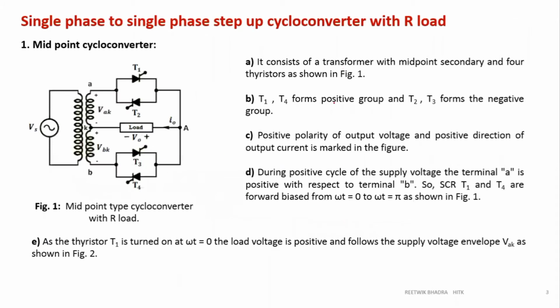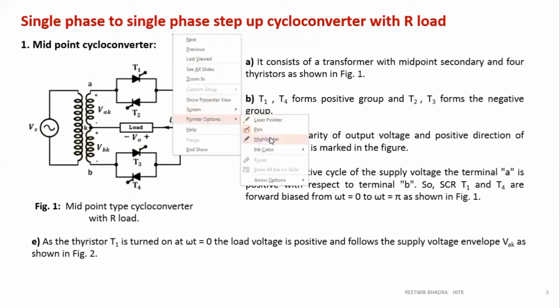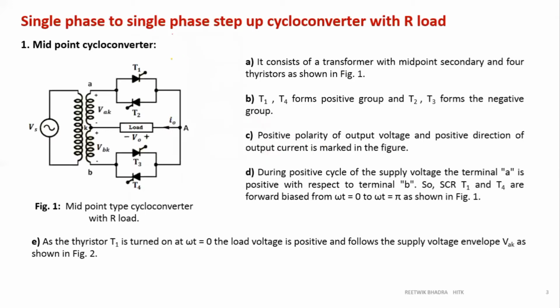Now during the negative half cycle, what is happening? So during the negative half cycle, let us take over here. VAK becomes like this. VBK becomes this dotted line, right? Previously VBK was negative, now it becomes positive, and VAK previously was negative, now it becomes positive with this bold line. Now this becomes negative, this becomes positive, right?